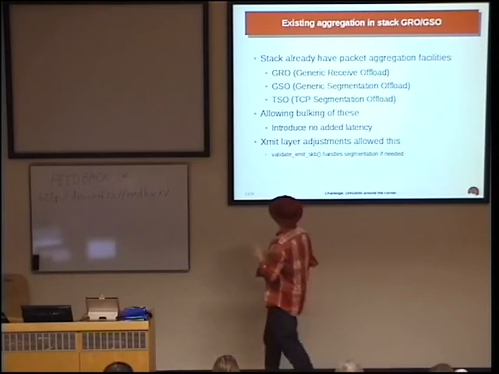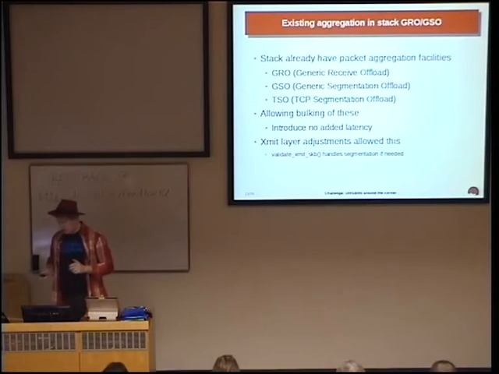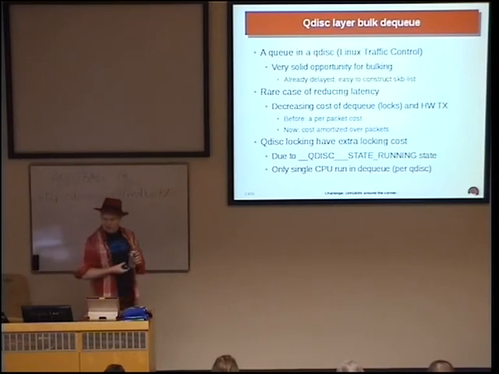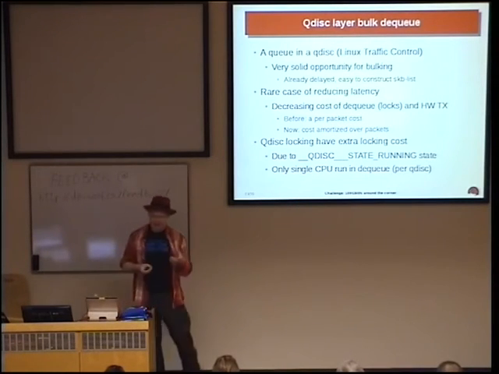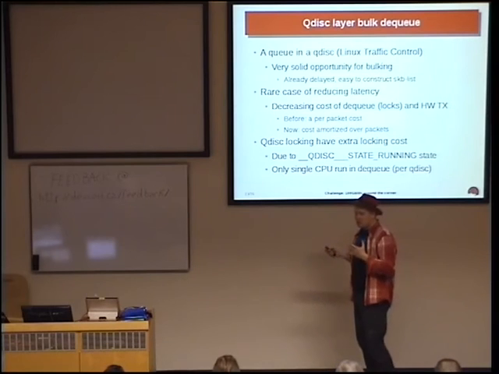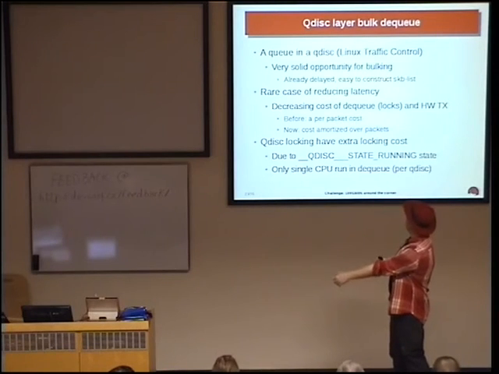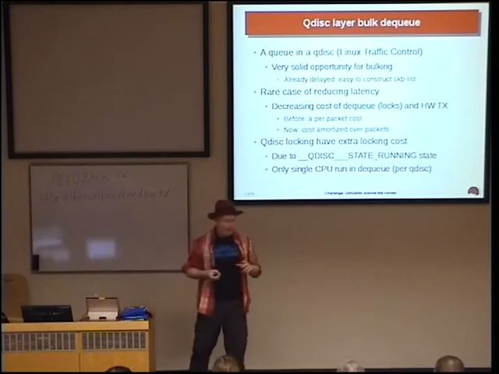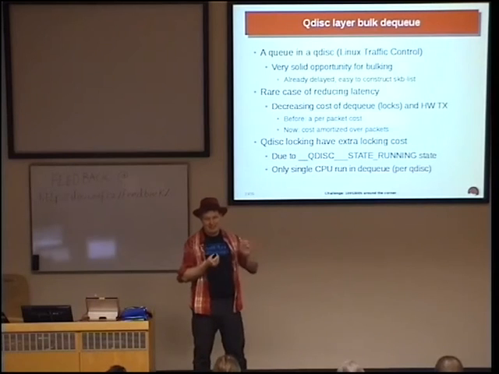We could also do some validation in a step where we don't hold a lock, but that's another optimization. So this was the existing one. What did we do for the qdisc layer? We looked at the qdisc layer and realized that if there is a queue in the qdisc layer, that's the most solid indication that you can start bulking. So that's what we implemented. Packets have already been delayed, so it's easy to construct this list and avoid adding latency, because the latency has already happened.